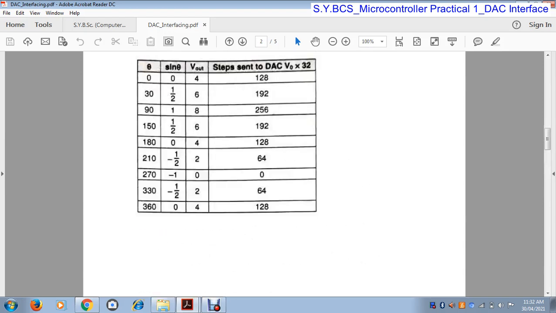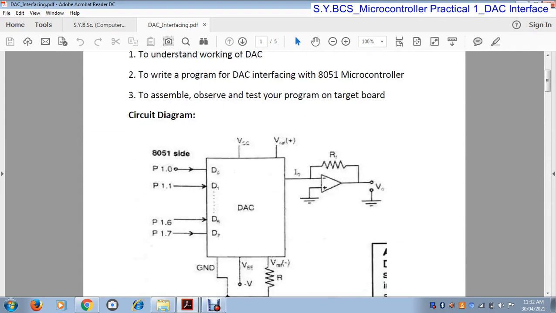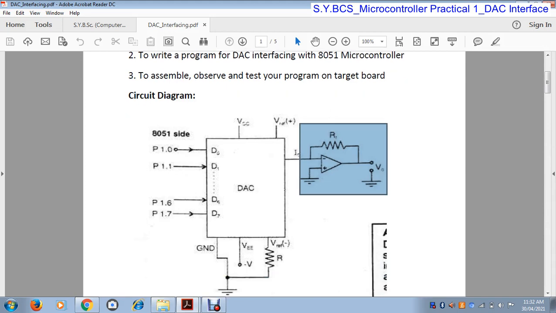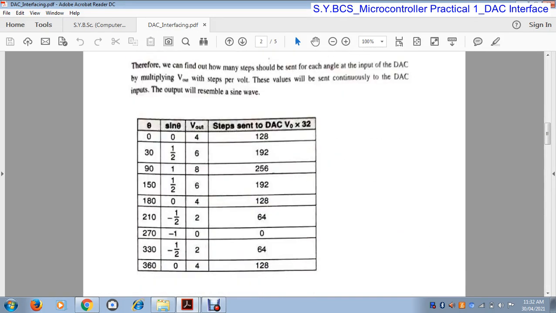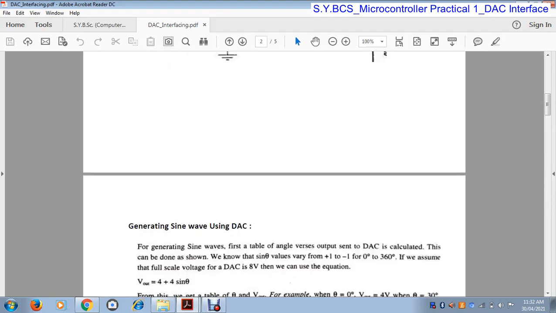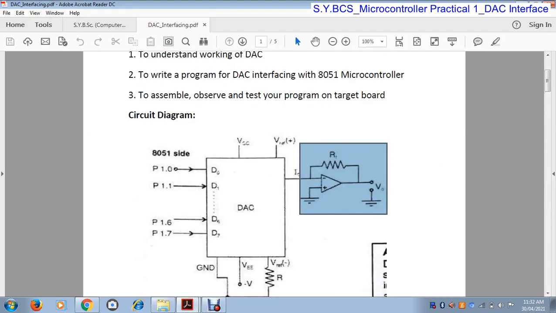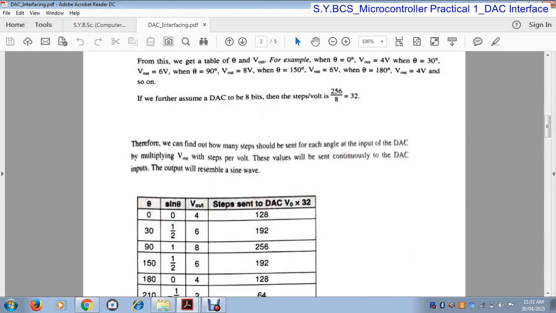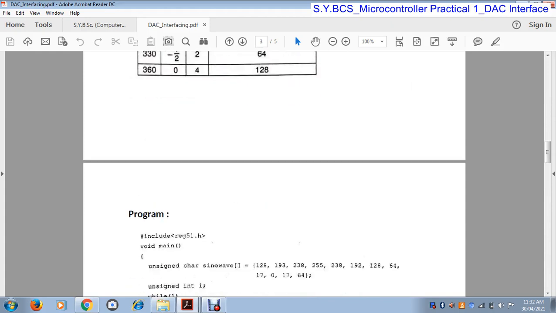So in this way at each step size we get the output voltage at this amplifier stage. In this way the DAC converts digital data into analog data. So here we generate a sine wave using DAC.